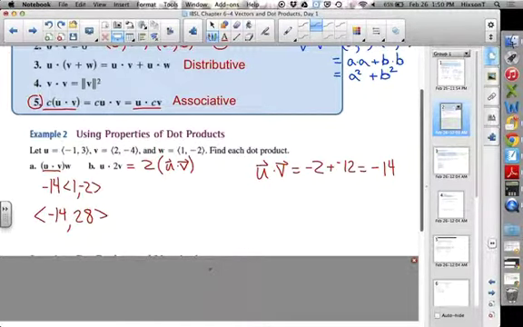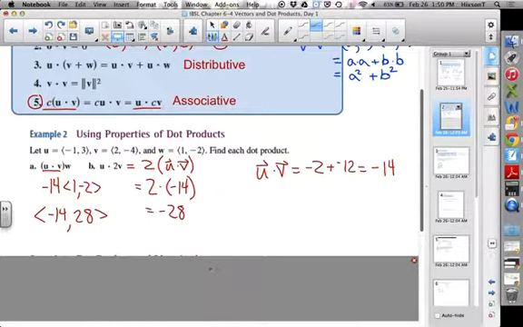So we found the dot product once. Now we plug it in here, and then we can also plug it in here. 2 times a negative 14 would be a negative 28.